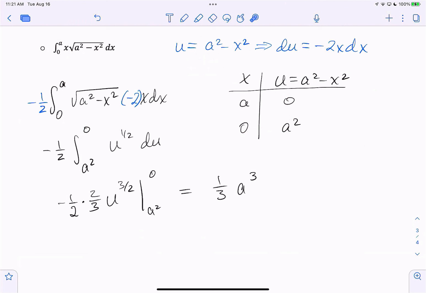Now, yes, there's that property of integrals that says I can flip the order here as long as I change the sign out front, but I didn't use that. Because my du has a negative 2 in front of x dx, I had to multiply and divide by negative 2. And then I'm really integrating the square root of u, or u to the 1/2. After using the power rule for integrals, and then evaluating at 0 and a squared, 0 gives me 0, minus a negative when I evaluate the a squared, I get 1/3 a cubed. How'd you do? Probably don't talk to the computer.